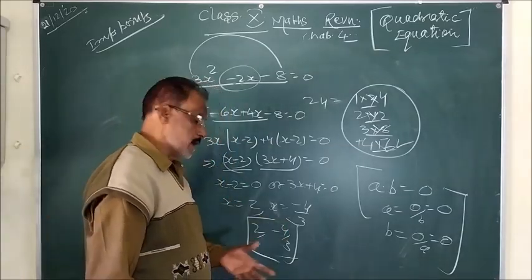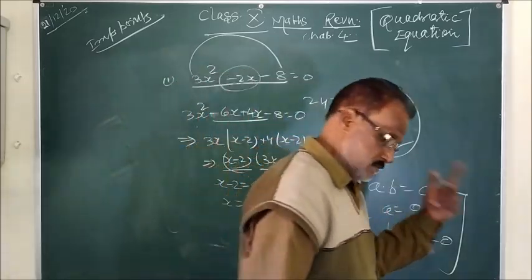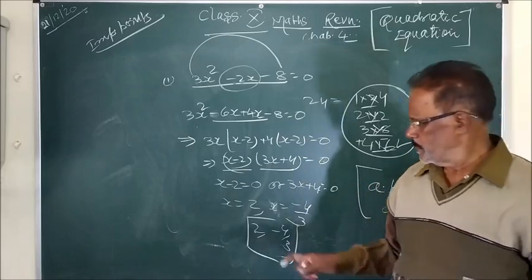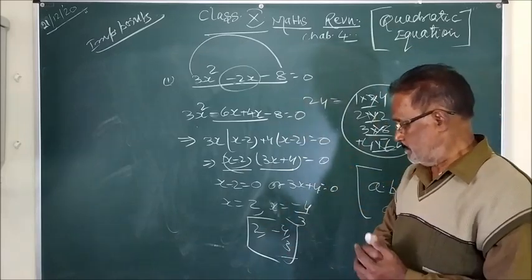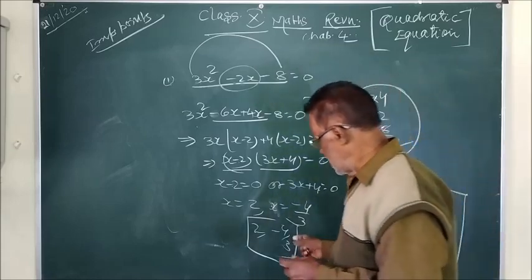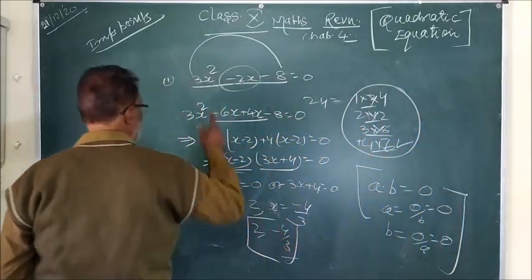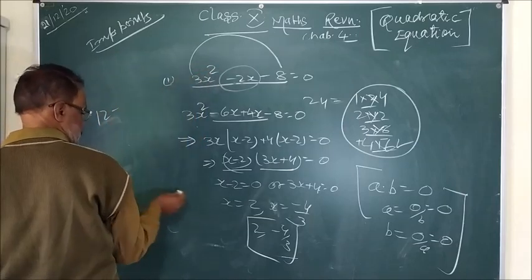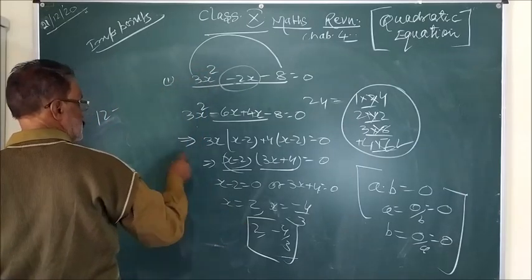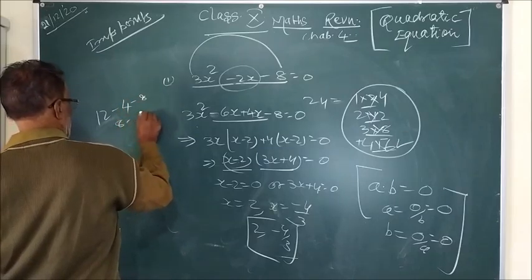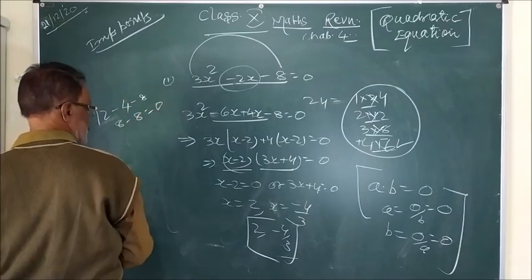And now if you want to satisfy yourself whether you are right or wrong, you put these values in the given equation, and if both sides are equal, this means you are right. Now you see, you put 2 here. So 2 squared is 4, 4 into 3 is 12, minus 2 into 2 is minus 4, and this is minus 8. 12 minus 4 minus 8 is 0. First condition satisfied.